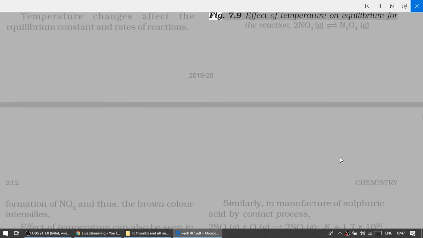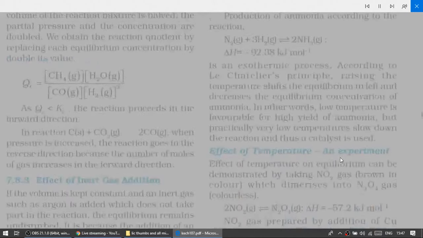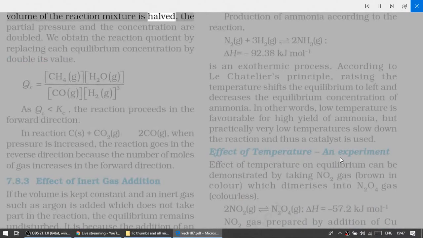Fig. 7.9 Effect of temperature on equilibrium for the reaction 2NO2(g) ⇌ N2O4(g). When the volume of the reaction mixture is halved, the partial pressure and the concentration are doubled. We obtain the reaction quotient by replacing each equilibrium concentration by double its value. Qc < Kc, so the reaction proceeds in the forward direction.